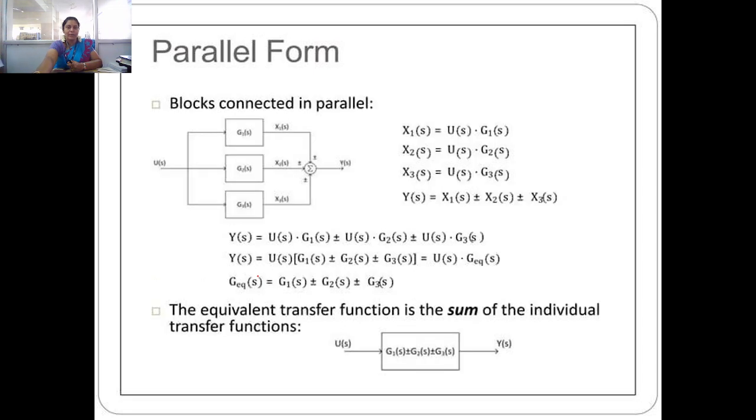And next one is the parallel form, that is in one summing point, three blocks are connected in parallel. That is, we have to simply add. In cascade connection, we have to multiply, but in parallel blocks, we have to add all three, so the output is Y of s equal to U of s times G1 of s plus G2 of s plus G3 of s.